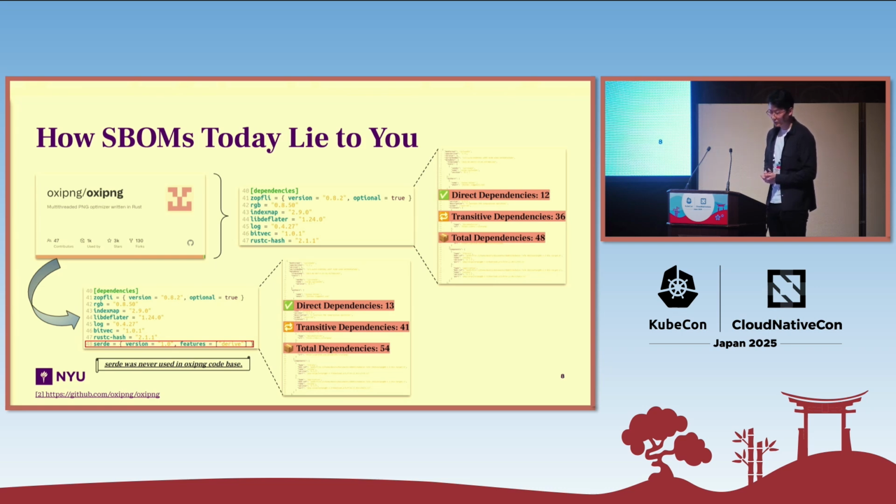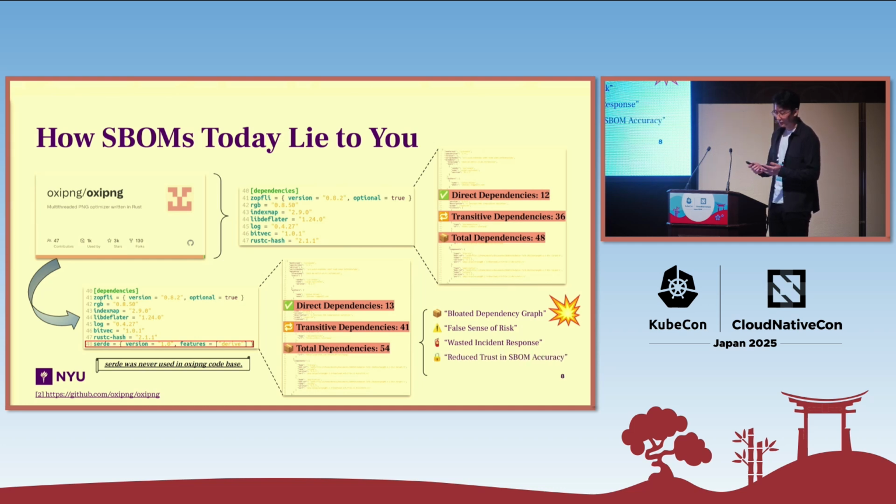They don't differentiate between what's listed and what's actually compiled. The result? A bloated dependency graph, a false sense of risk. Incident responders might spend hours or days hunting vulnerabilities in components that aren't even present. And it leads to wasted effort, lost trust in SBOMs, and ultimately bad security decisions. And this is just one line of code. Imagine what happens at enterprise scale, where hundreds of servers and thousands of dependencies exist. This isn't a theoretical problem, it's a real operational challenge.